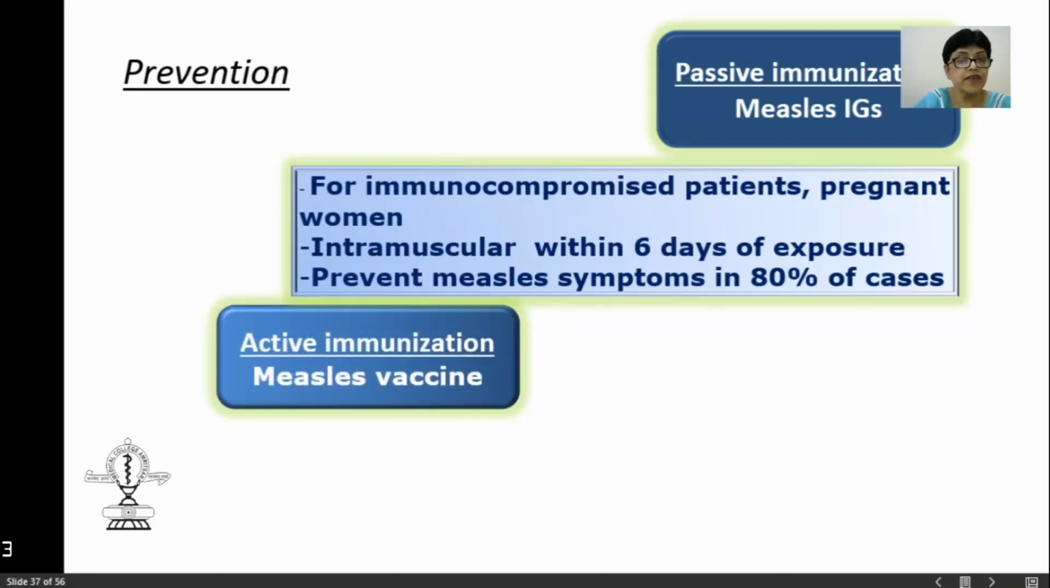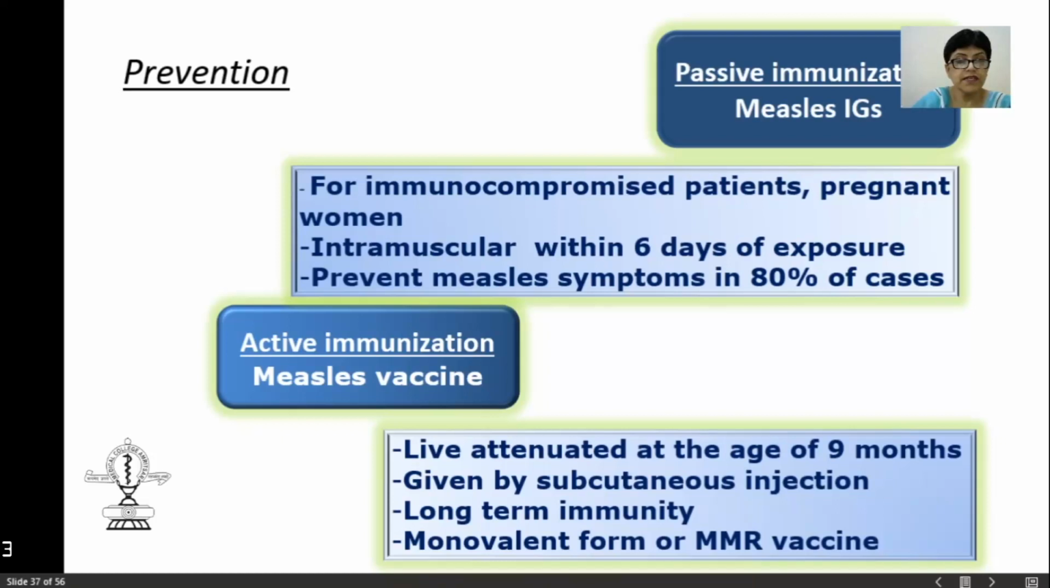Active immunization, we have measles vaccine, which is again a live attenuated vaccine which is given at the age of 9 months by subcutaneous injection and gives long-term immunity. A monovalent form or an MMR form can also be given along with the mumps and rubella vaccines at the age of 12 to 15 months. The strain which is employed over here is the Edmonston Zagreb strain, which is given in our country.